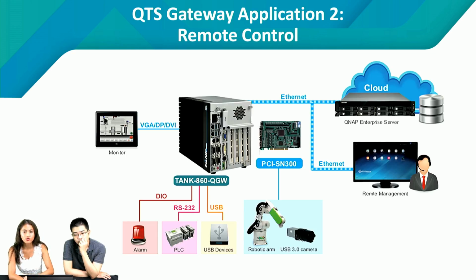And the next one is RS-232. You can connect with PLC. And the last one is USB. It supports USB 2 or USB 3 devices. All these devices are like the limbs and senses of a human. They exchange data and send it back to the host computer Tank 860 QGW.